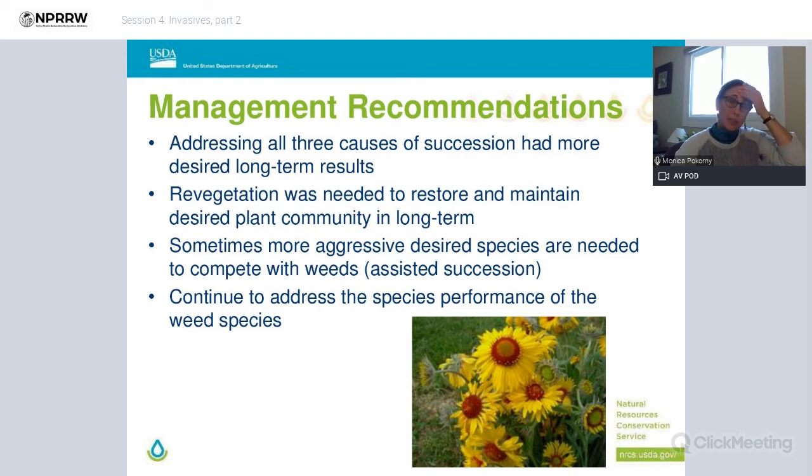Some of the lessons we've learned is that sometimes we needed a more aggressive desired species to compete with the weed than maybe our optimal native species that we might want to seed on the site. So you can think of that as maybe a bridge between your weedy site and what you might want in the long term, which is a native site, and you're assisting your community to get there. And then on all of these projects, we needed to continue to address the species performance of the weed while trying to promote the species that we want, so we can end up again with our desired plant community.